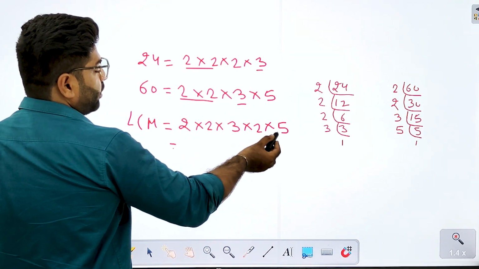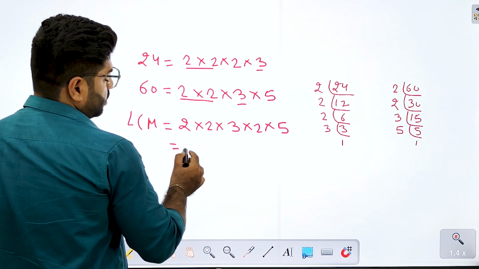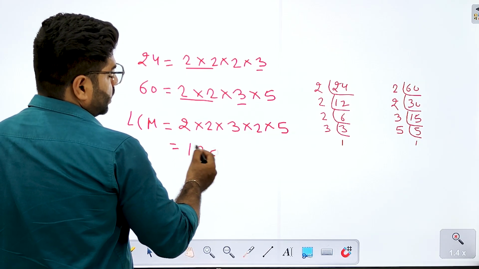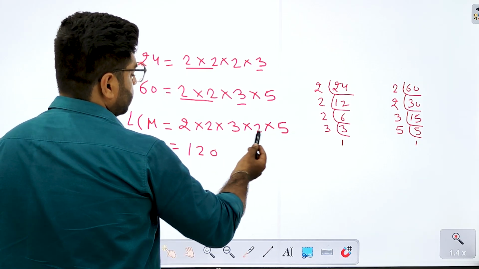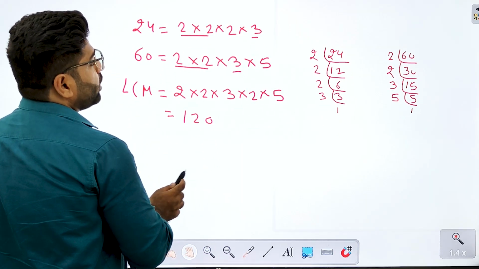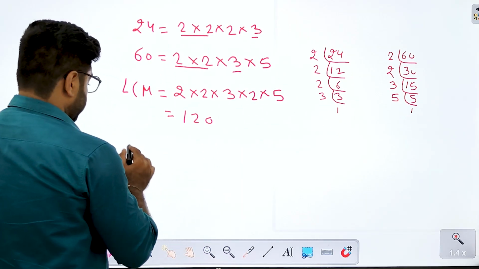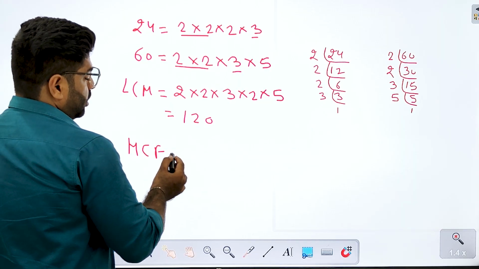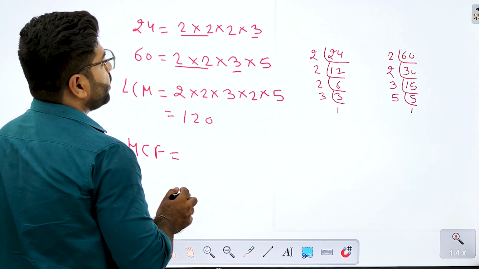2 fours are 8, 8 fives are 40, 40 threes are 120. And this is 120. Okay, now we have to find out the HCF. So we have to find out the highest common factor.